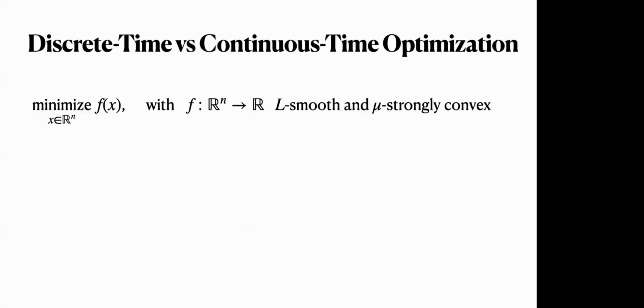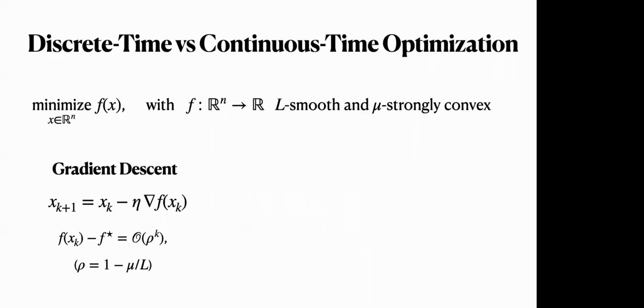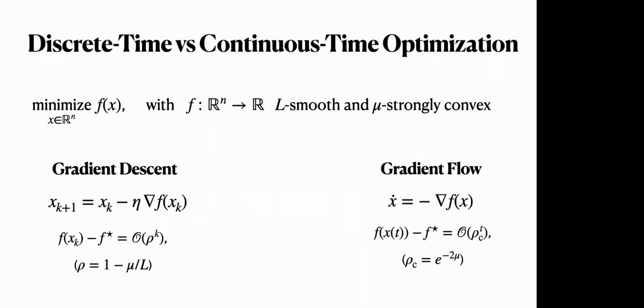So imagine you have some cost function you're trying to minimize, for instance, via the gradient descent algorithm, which is well known to have a linear convergence rate of this form with the previous assumptions. And in continuous time, it can be interpreted as the so-called gradient flow dynamical system, which has a matching rate of convergence, in this case exponential in the terminology of continuous time systems.